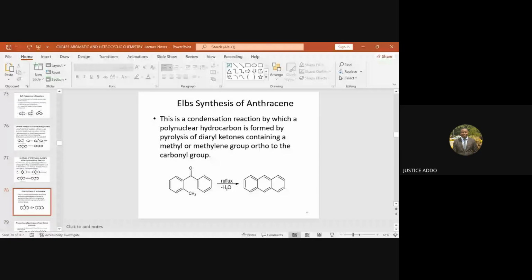Then there's a third one. This is a third method, that's the Elbs synthesis. The Elbs synthesis is a condensation reaction, okay, where you are giving a polynuclear hydrocarbon through pyrolysis. You then will form your anthracene. And this one is just a one step. So you can see that this one is very simple, okay? And then you form your anthracene. So please, all that I'm saying is that from here, I won't waste time. Different methods for preparing anthracene, okay? That is what I have just outlined.